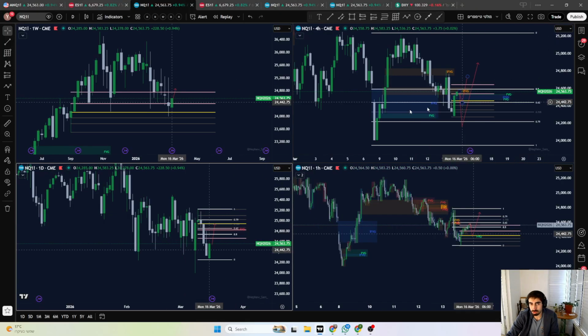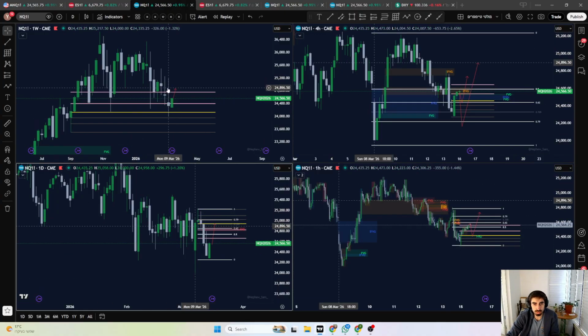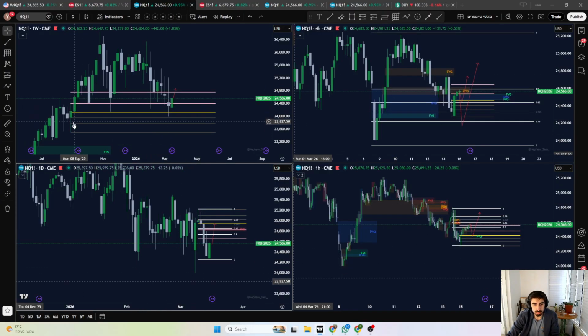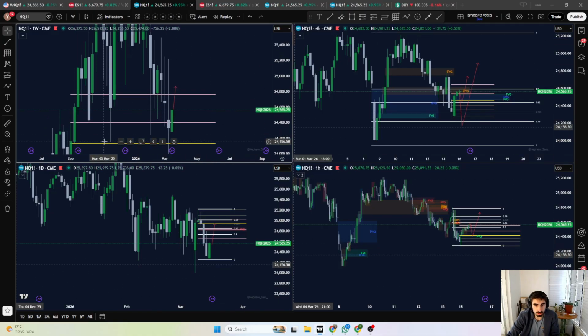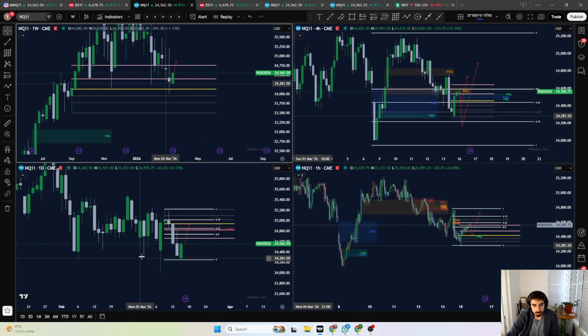Okay, so starting on the weekly chart, we can see that we finished this CSS, the weekly CSS. We got into 0.4. We entered this CSS that didn't get mitigation yet, almost here, but didn't. We are aiming to the 0.4 of this CSS.